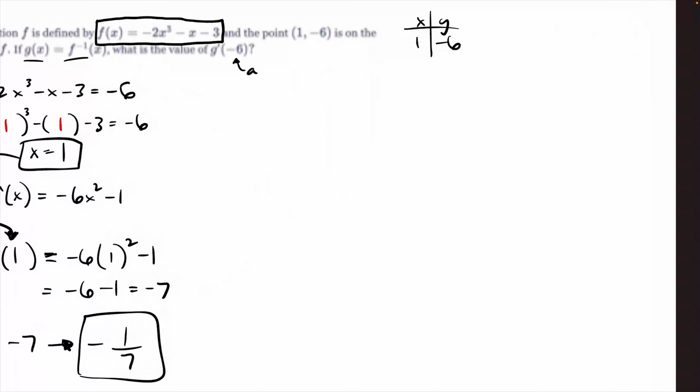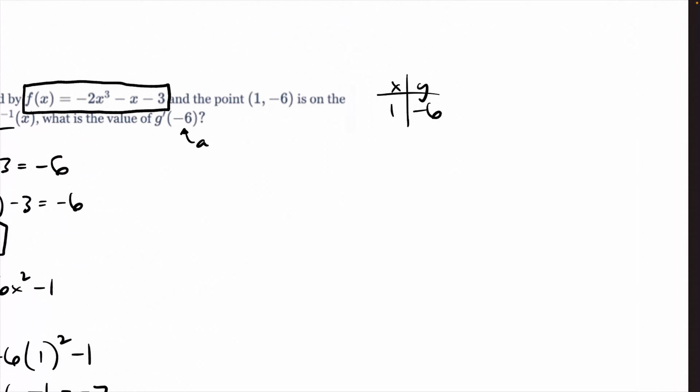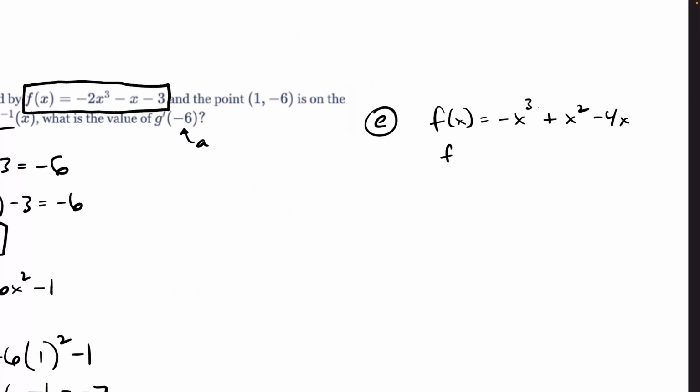Okay, so here we go. Right next to D, let me give you another one. So we'll call this E. F of x is -x³ plus x squared minus 4x. That's f of x. A lot of numbers. The inverse of f is also known as g. Find g prime of -4.